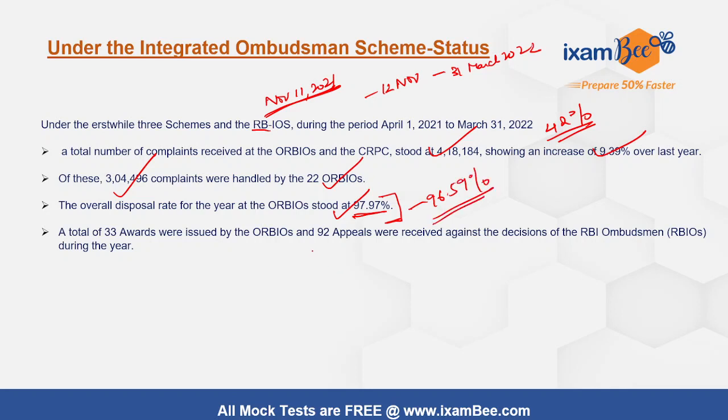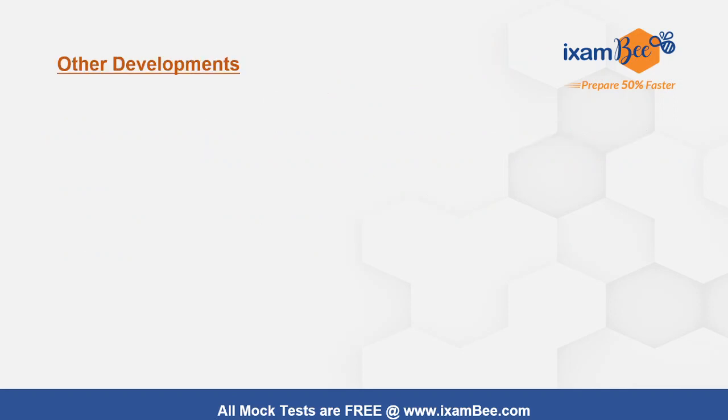The resolution of the complaints has also been majorly through conciliation and mediation, and 63% of the maintainable complaints were resolved through conciliation and mediation modes. So that is the data. There are several other developments that have been highlighted in this report, apart from whatever we have already discussed related to the integration of the Ombudsman scheme, the CRPC, and the national awareness campaigns, etc. Various other developments have also been highlighted.